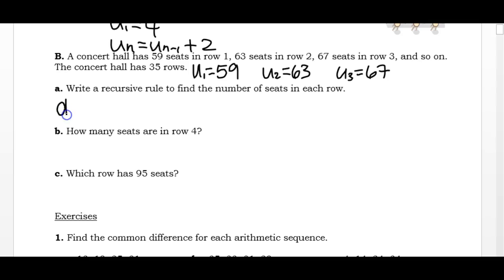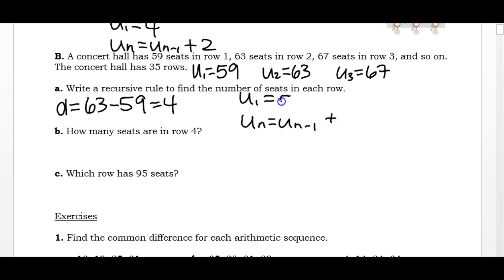If it's not so obvious, or sometimes working with decimals and negatives, it might be beneficial to do the formula on the side, and that's totally up to you. But I counted and figured out that it was going by 4. I used my difference formula, found out that it was going by 4. So now I have the information that I can write my recursive rule. I need my starting number, and I need what it changes by. So I have that it starts at 59 and changes by going up by 4.